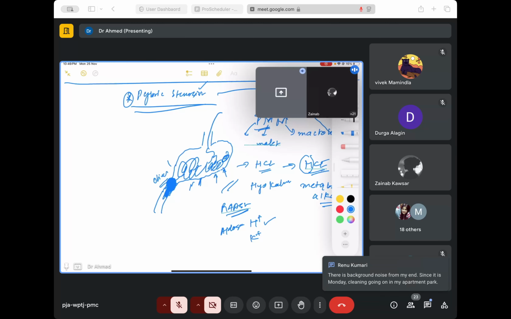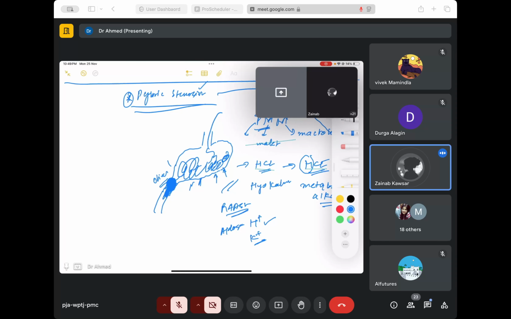So if I am losing H plus, so again we are going to see metabolic alkalosis. And if I am losing K plus as well, so it would be hypochloremic metabolic alkalosis. Is that right? Yeah. Yes.